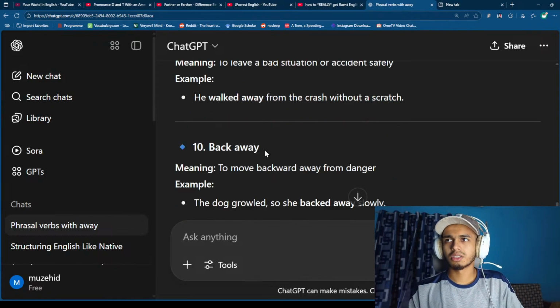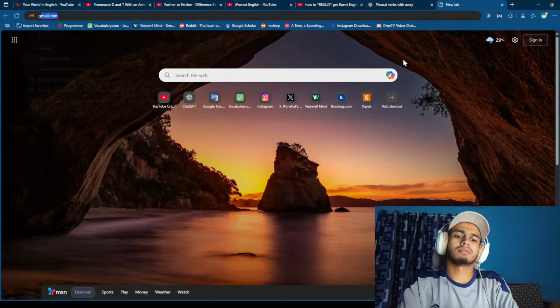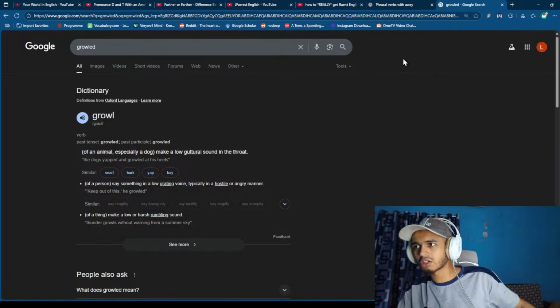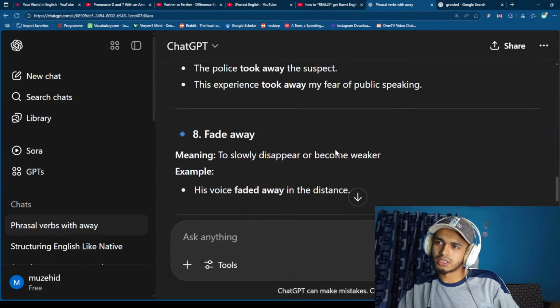Growled? What's the meaning of growled? Of an animal, especially a dog, make a low guttural sound in the throat. The dogs yelped and growled at his heels. Or say something in a low grating voice, typically in a hostile or angry manner. "Keep out of this," he growled. Okay.